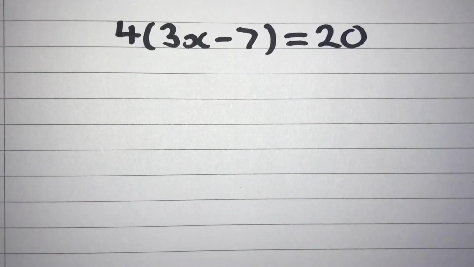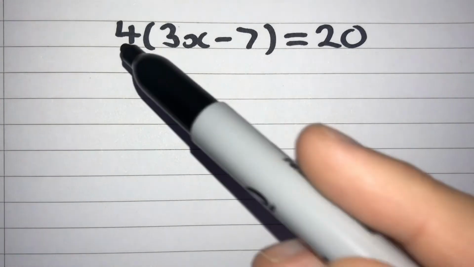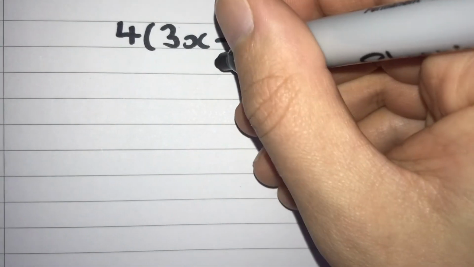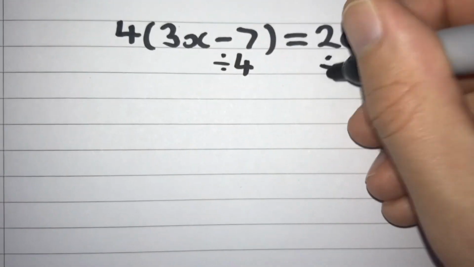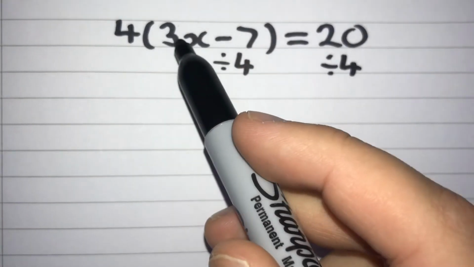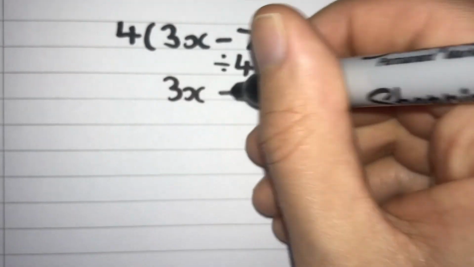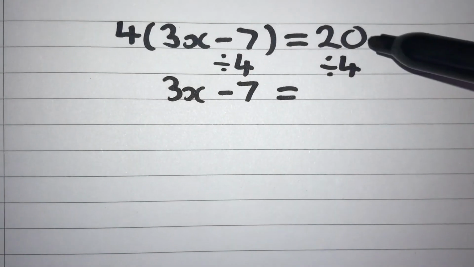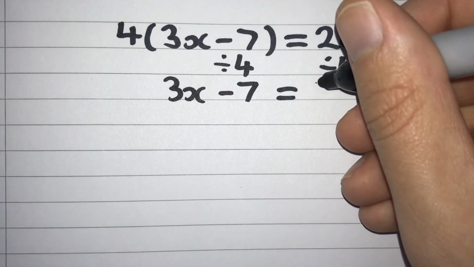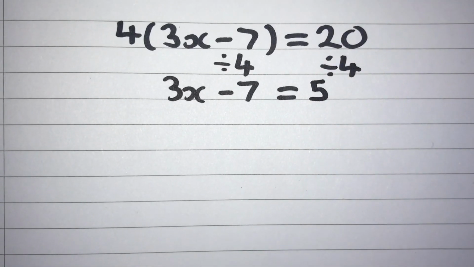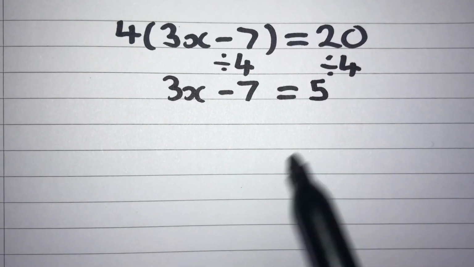Now let's look at the same question using the other method. So again, this time, first of all, we've got to divide. So we divide by this 4 that's on the outside. And we're going to do that to both sides of our equation. So on the left-hand side, we're just left with what was in our bracket, 3x minus 7. And on the right, 20 divided by 4 gives us 5. So now we've got our different two-step equation, 3x minus 7 equals 5.